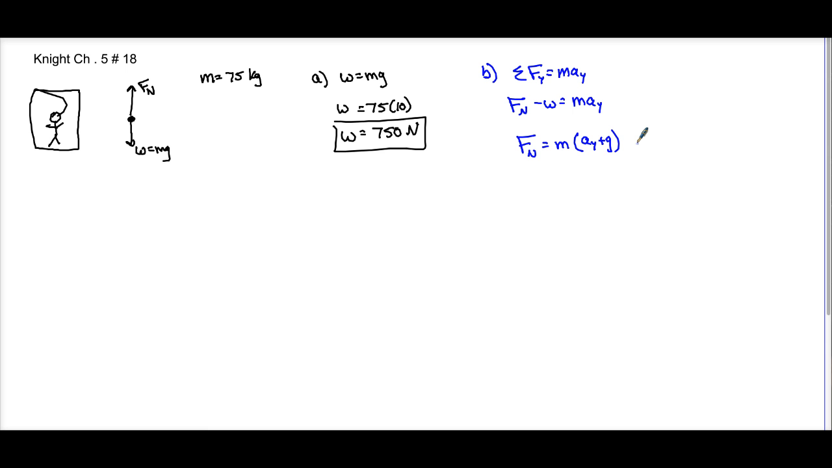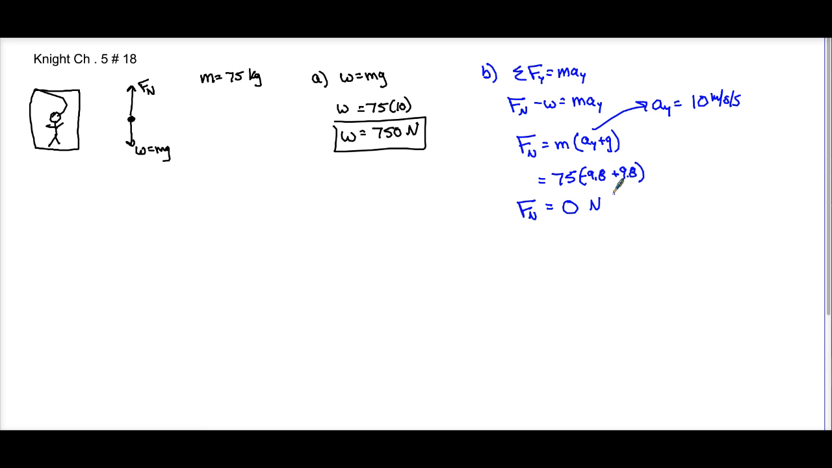So he's in free fall. So his a sub y, in this case, is going to be equal to gravity. So we can call it 10 meters per second squared. So when we plug that in, we get 75 times, and then 9.8 minus 9.8, that's the direction he's accelerating in, even though he's traveling upwards. Gravity is still pulling him down. And then we get that other 9.8 in there. So we see that the normal force, which is his apparent weight, is equal to 0.